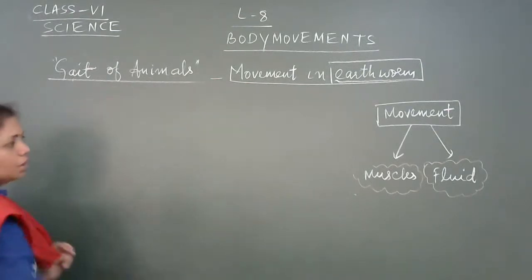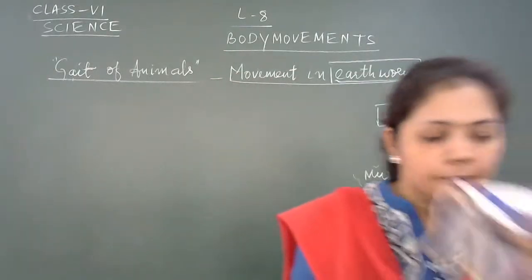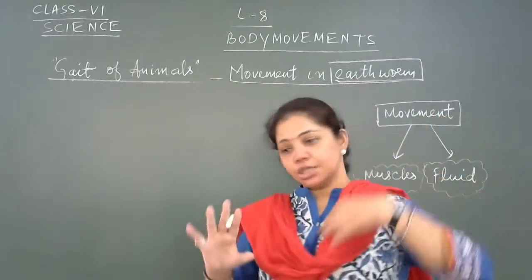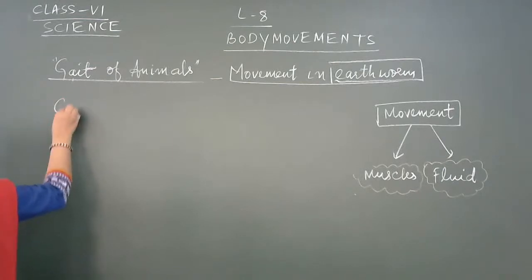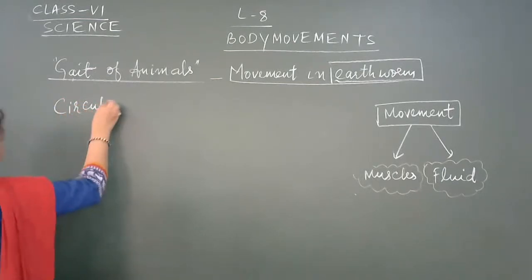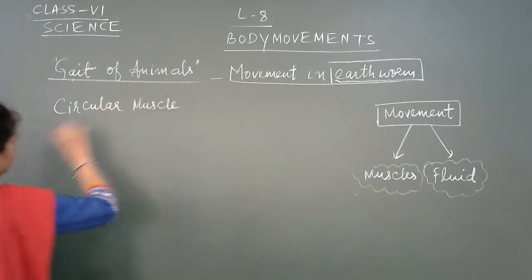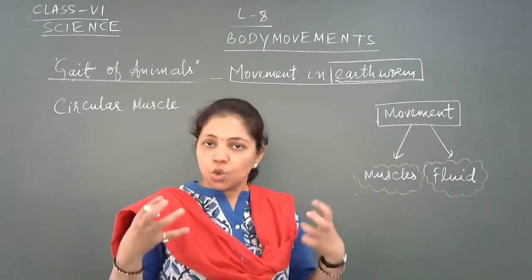Okay. So now, how movement occurs in case of earthworm. I told you in case of earthworm muscles are present, and the two types of muscles are there. That is circular muscle, right? Now what happens when these circular muscles contract?